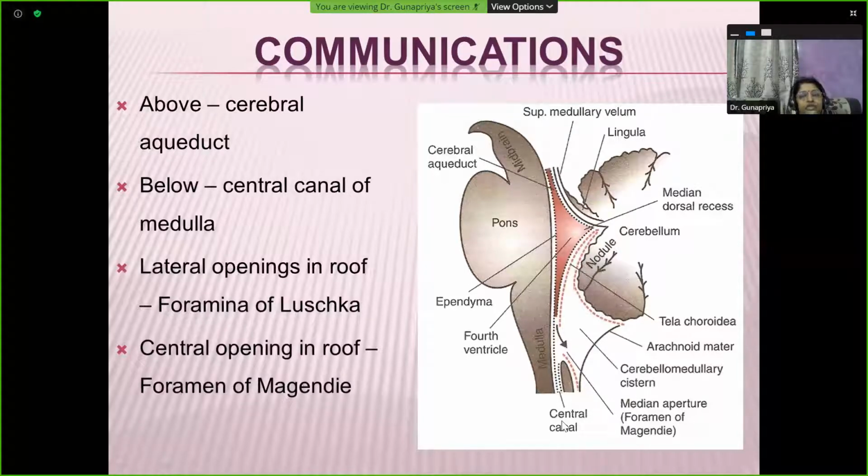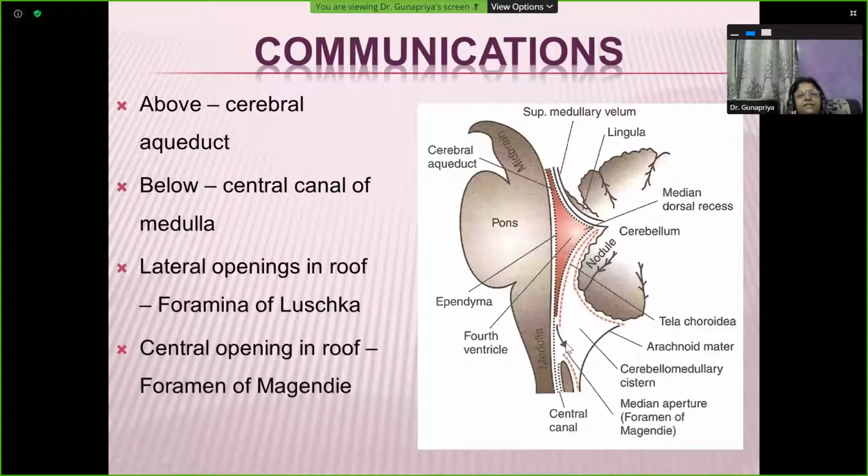You'll be seeing in the pictures which are coming up. And there is a central opening. Centrally, there is an opening in the roof known as foramen of Magendie. So you have three openings, totally five communications. One above with the cerebral aqueduct of midbrain, one below with the central canal of medulla. In the roof, you have two lateral openings, one median opening.